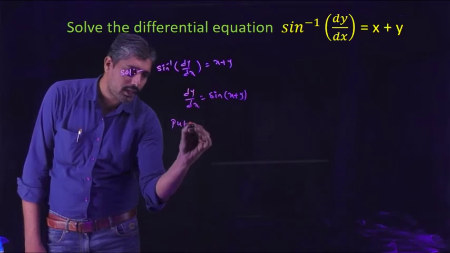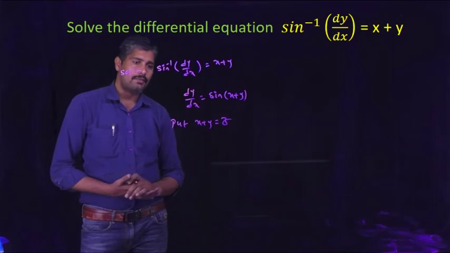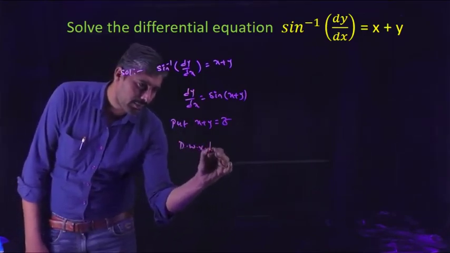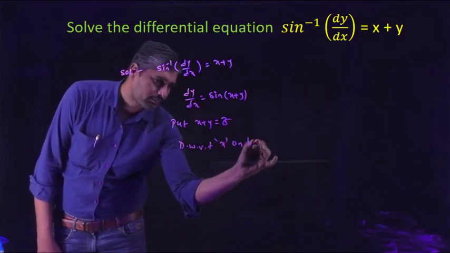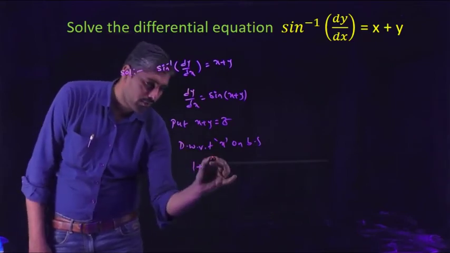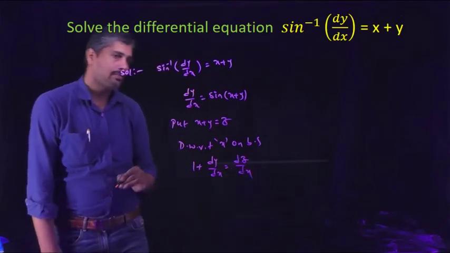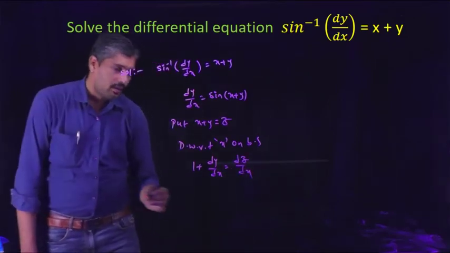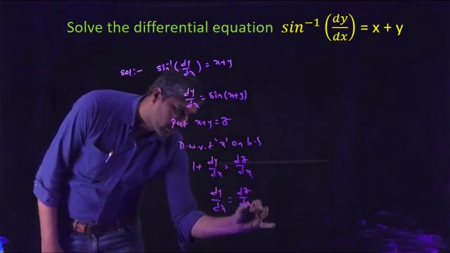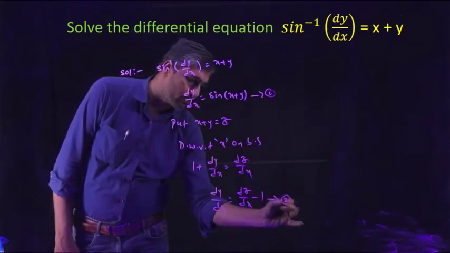Put x plus y equal to z. Take the derivative with respect to x on both sides. Then we know that the derivative of x is 1, and the derivative of y is dy by dx, equal to dz by dx. Right? Then dy by dx equal to dz by dx minus 1. This is equation number 1, and this is equation number 2.